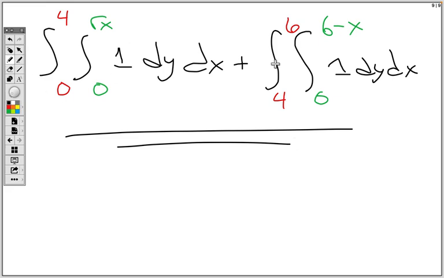Any questions on how we're getting the limits of the integral? This is the key skill you're going to need here, is being able to set up these regions and then visualize what's happening.